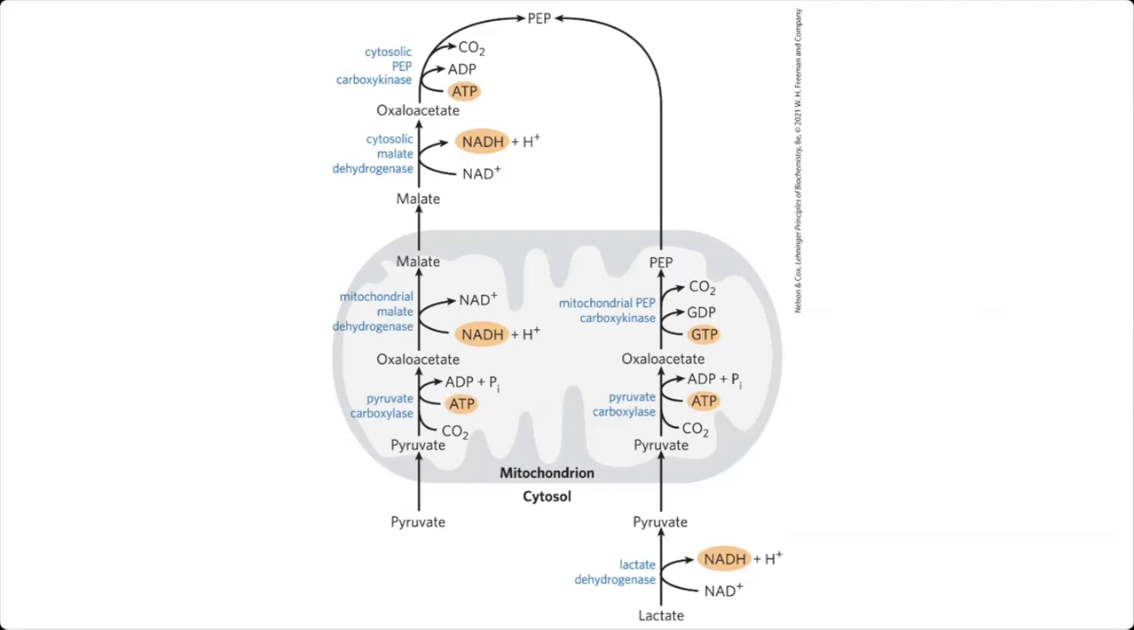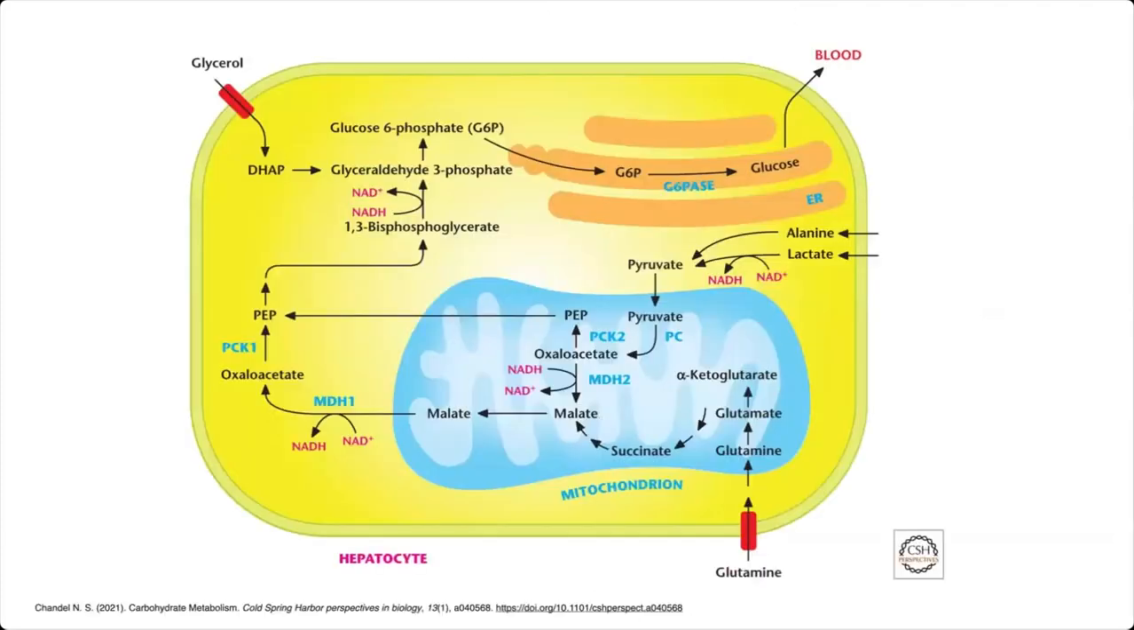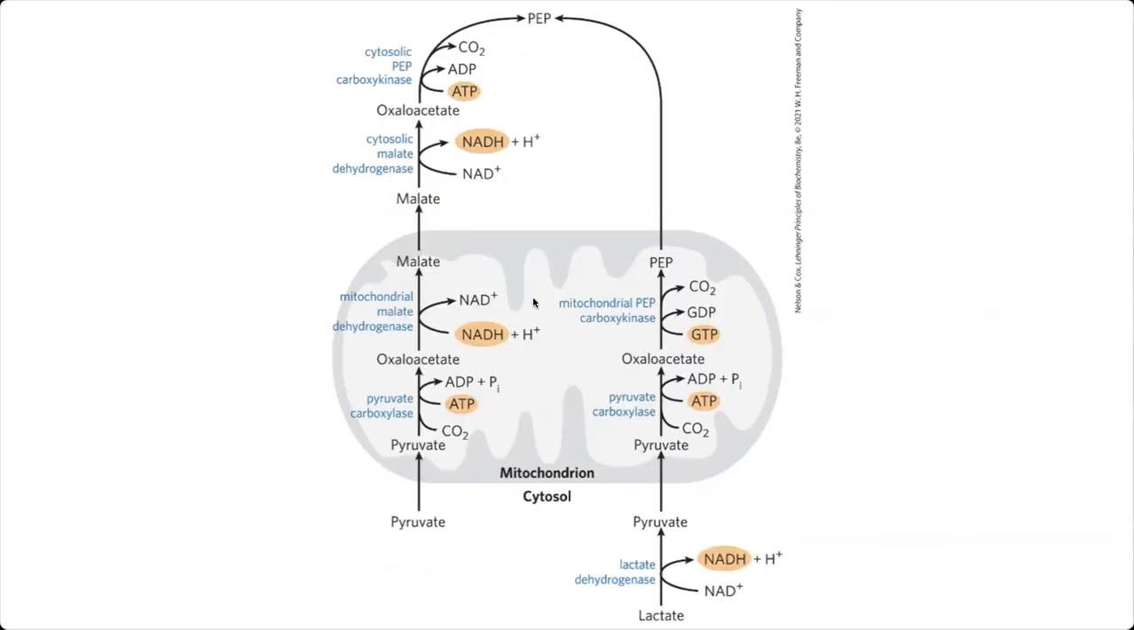Somewhat complicating matters is that there are a couple of different ways we can make it happen. The first step, the pyruvate carboxylase step, has to be carried out in the mitochondria. That's the only place it is. However, we have both cytosolic and mitochondrial versions of PEP carboxykinase. So that second step we can do in the mitochondria or in the cytoplasm.